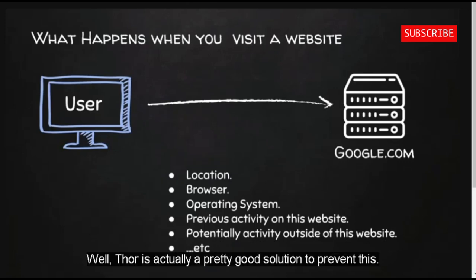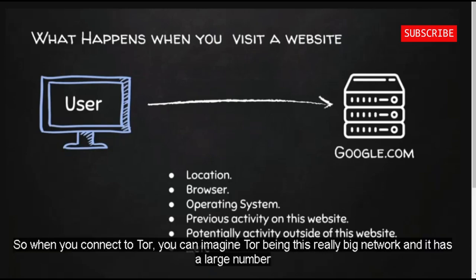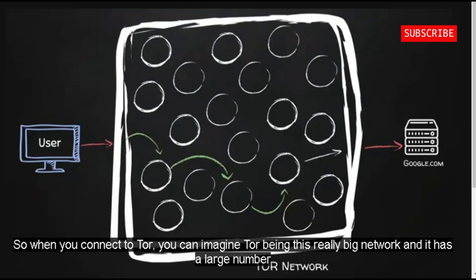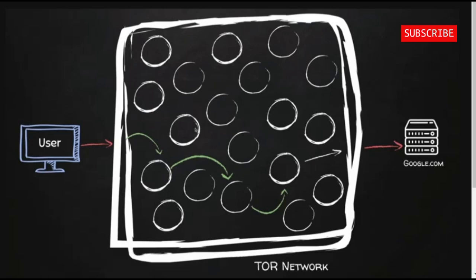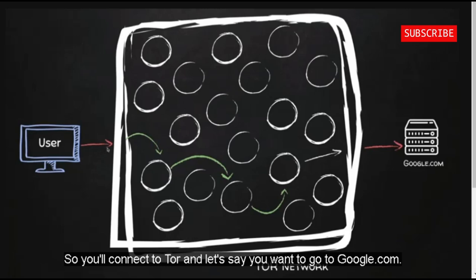So, what's the solution? Well, Tor is actually a pretty good solution to prevent this. So, when you connect to Tor, you can imagine Tor being this really big network, and it has a large number of servers, so each circle in here is literally a server in the Tor network. So, you'll connect to Tor, and let's say you want to go to google.com.